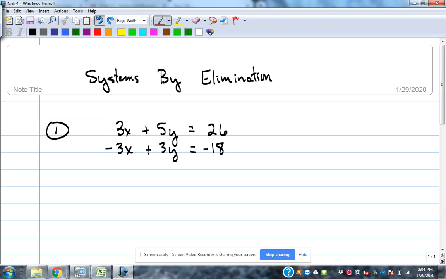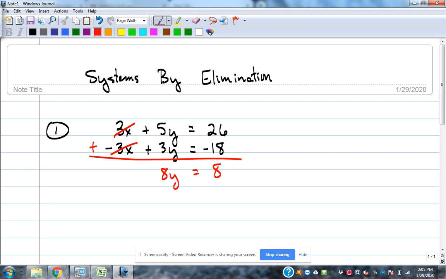Because they're opposites of one another, if I just add these two equations together, what's positive 3x plus negative 3x? 0x. They cancel each other out, right? And then we add the y's together. What's 5y plus 3y? 8y. Then we add the numbers on the other side of the equals together. So 26 plus negative 18. How much? Positive 8. Now we've got a nice easy one-stepper to finish with.